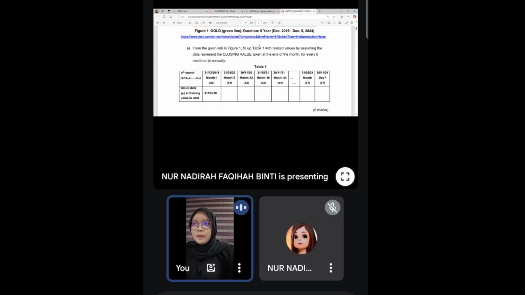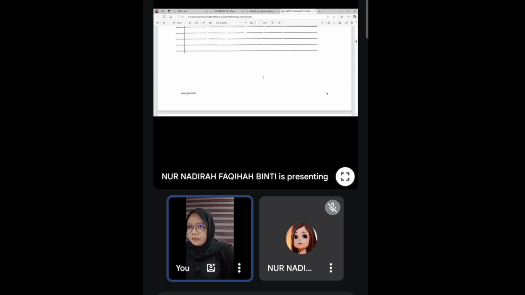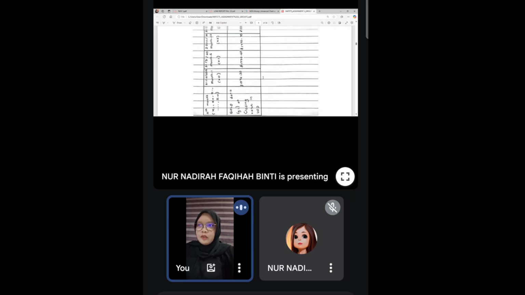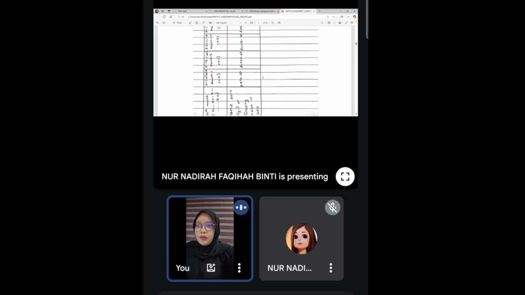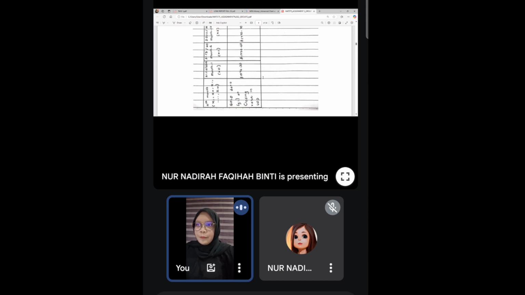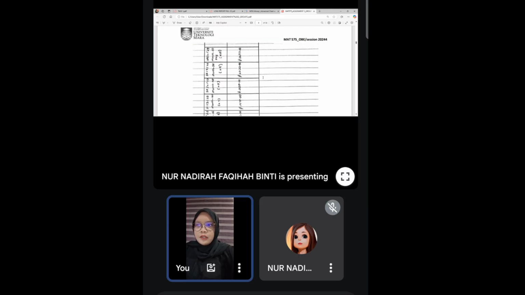value by assuming the data represent the closing value taken at the end of the month for every 6 months or biannually. From this link, I will get the data for this month, and this is the data that I got from the link, which is from month 1 to month 60, the data collected for the gold closing value in USD. For the first month it will be 1,574.30 until the 60th month, which will be 2,657.